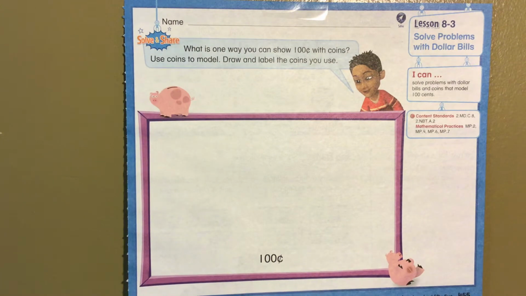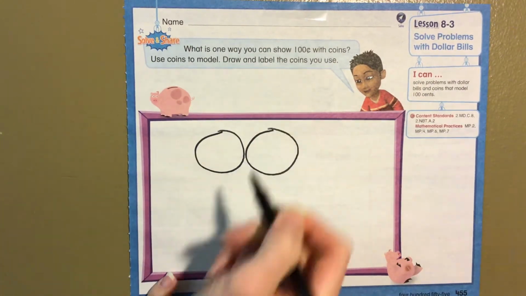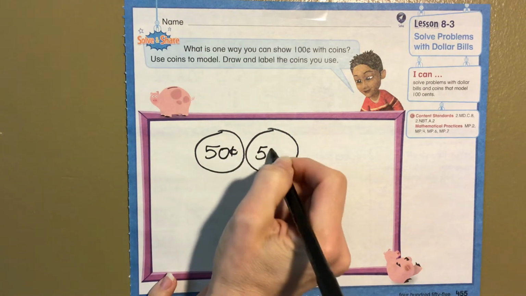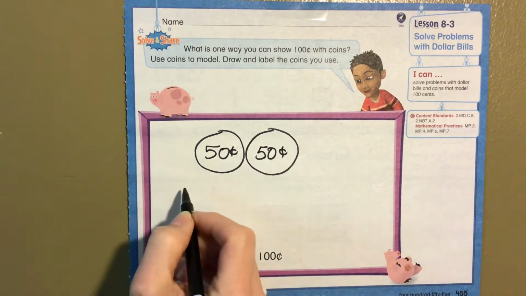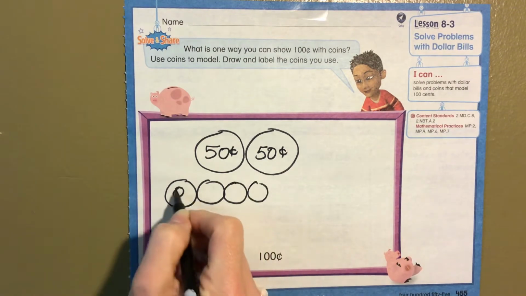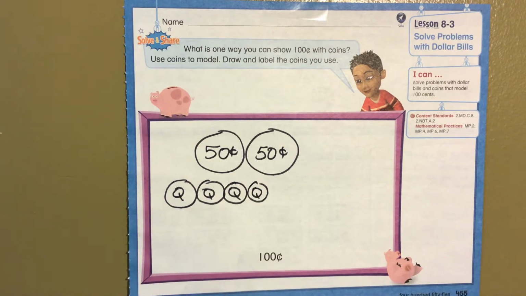You can start with the greatest ones, start with least. You can have a lot of fun with this. So let's think about some different ways. All right, an easy way to show 100 cents is we can use two half dollars. So each half dollar is worth 50 cents. Okay, you could also do 4 quarters. 1, 2, 3, 4. 4 quarters would also equal up to 100 cents.